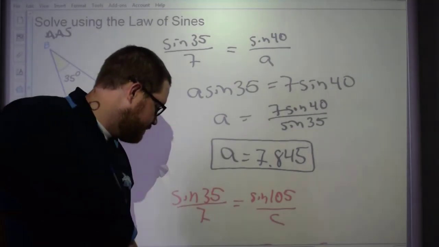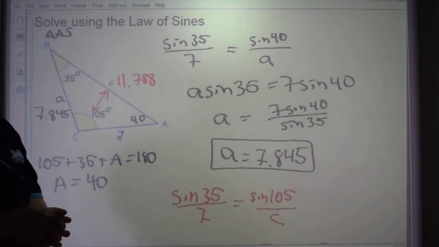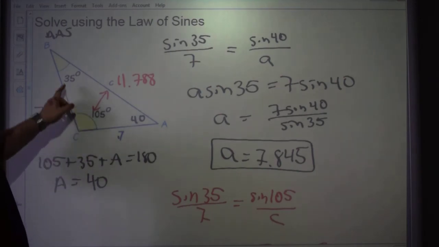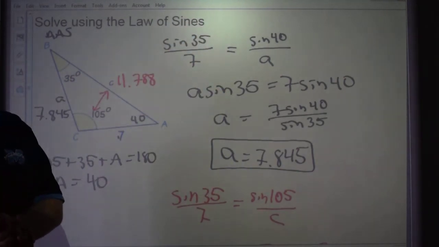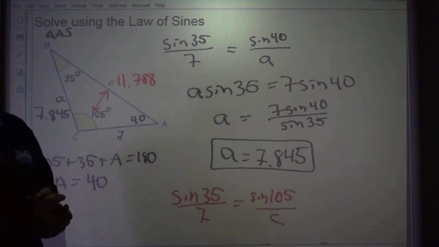So, as you can see, law of sines goes a lot faster than law of cosines. Just find an angle and a side across from it, set up a proportion with something that you don't know. Next time we'll talk about the ambiguous case, the side-side-angle case. There you have to have two triangles.